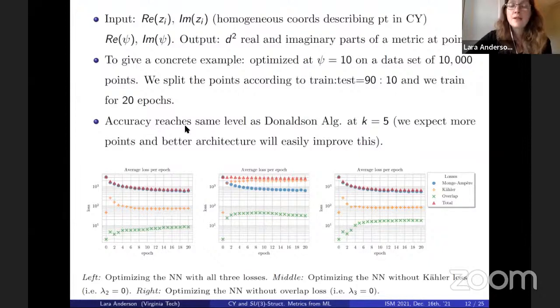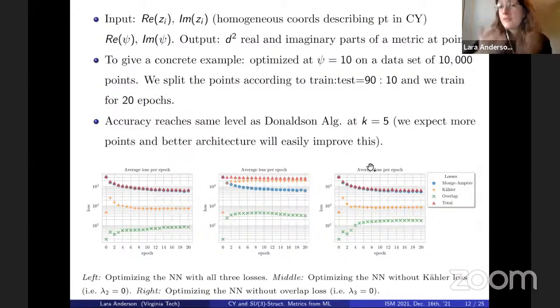So to give a concrete example, we optimized for complex structure psi equals 10 on a data set consisting of 10,000 points. We split the points according to train and test for the neural network 90-10, and we iterated the algorithm for 20 epochs. What we find is shown in these plots down below. Basically, once again, even just dropping the ansatz entirely and using a neural network to approximate the metric, we find that we can reach comparable accuracy with Donaldson at the level k equals 5.